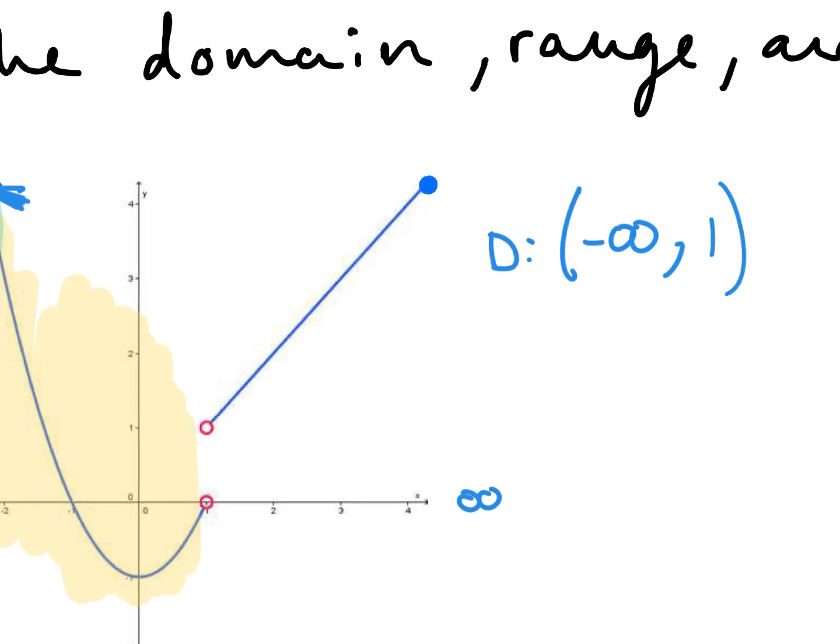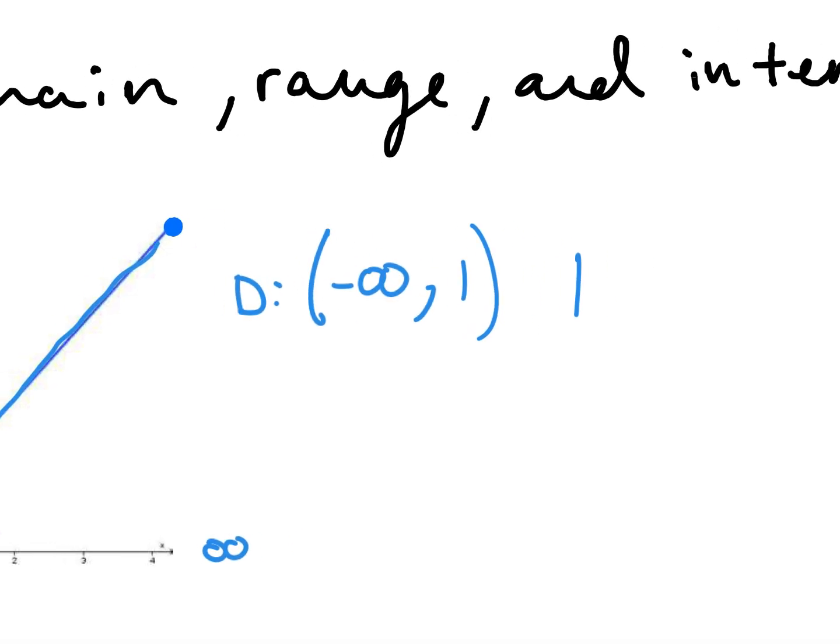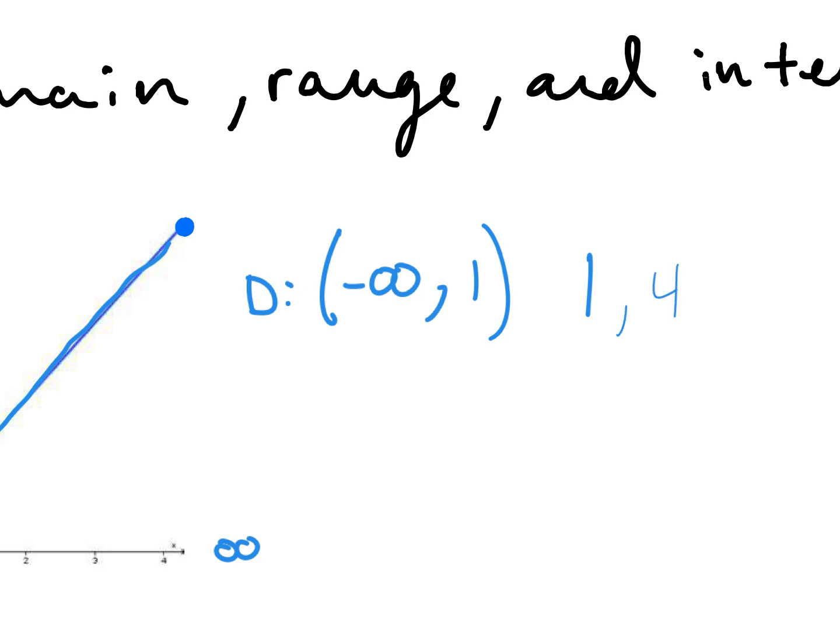It's not included. But is that the end of our domain? No, there's still more graph there. Where does the domain pick up again? Where is this second piece? Where does it pick up again? At 1, and it goes to where? 4. Does it include 4? Does it include 1? No. If you guys want to put a U here, that's like a math word saying and, you can.